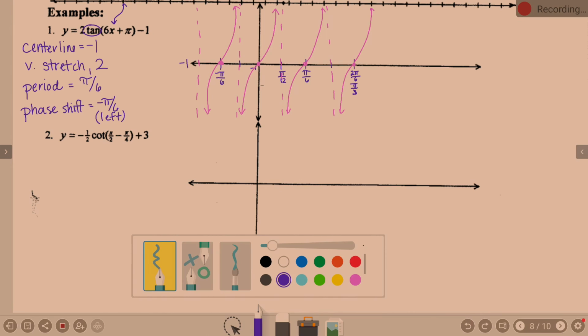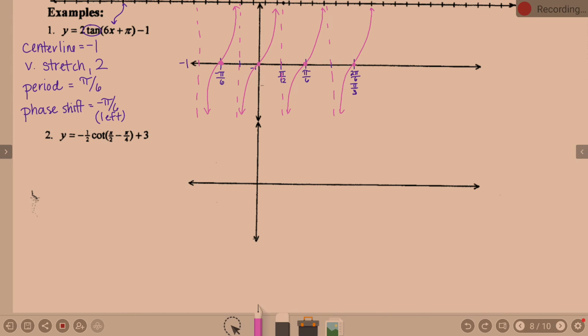Vertically flattened by a factor of 1/2 and reflected, with a center line of 3. Yeah, center of 3, flattened by 1/2, and then reflected. Okay, I'm agreeing with all this information.